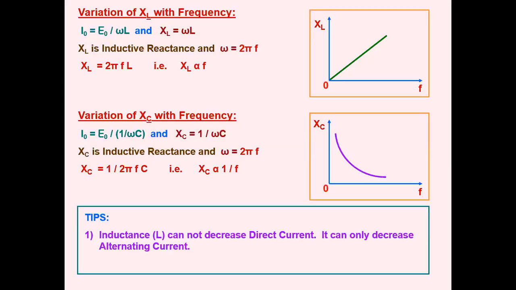Now question is that, will capacitor be used to store electrical energy when it is connected with the alternating current or AC? So let us check out here. Inductance L cannot decrease direct current. It means inductor does not offer any resistance to direct current. On the other hand, capacitor offers infinite resistance to direct current.